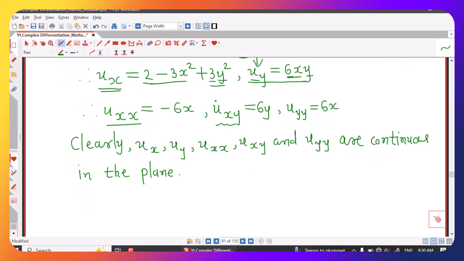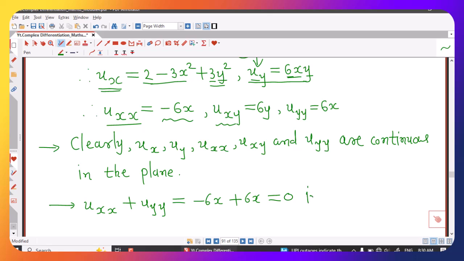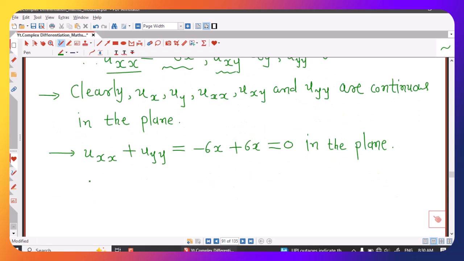And the second condition is we have to check whether u satisfies Laplace equation, that is we have to add del square u by del x square and del square u by del y square. Del square u by del x square is minus 6x and this is plus 6x, so this is going to be 0 at every point in the complex plane. So this condition is also satisfied. So our domain is the complex plane in which this function is harmonic. Therefore u of x, y is harmonic in the complex plane.